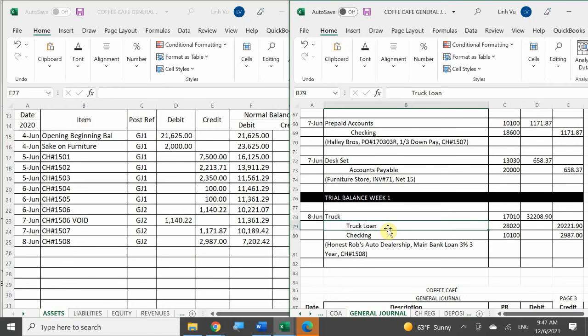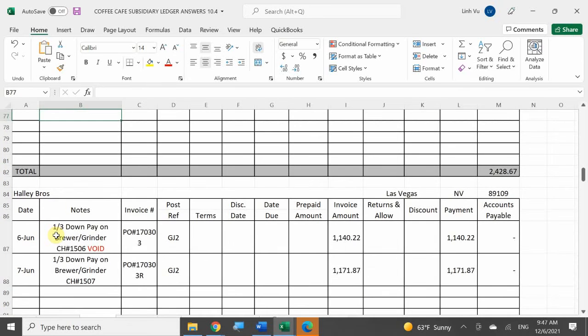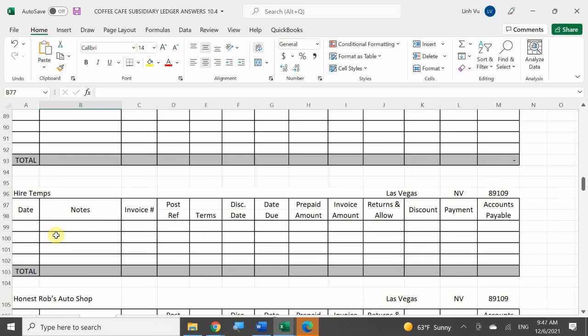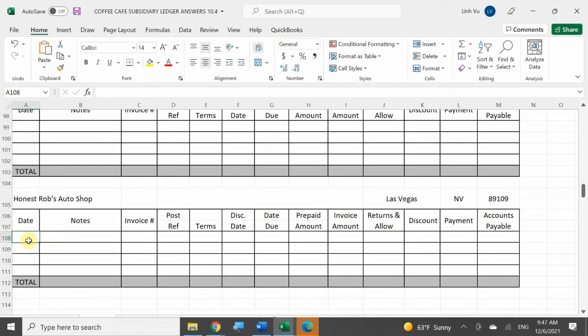So now, because we dealt with a vendor, let's go ahead and update our information on that side. Subsidiary ledger. First person that we dealt with was Honest Rob's, because that's the person who sold the truck to me. So in this case, Honest Rob's right here. You could put the truck, and then you could say down payment.